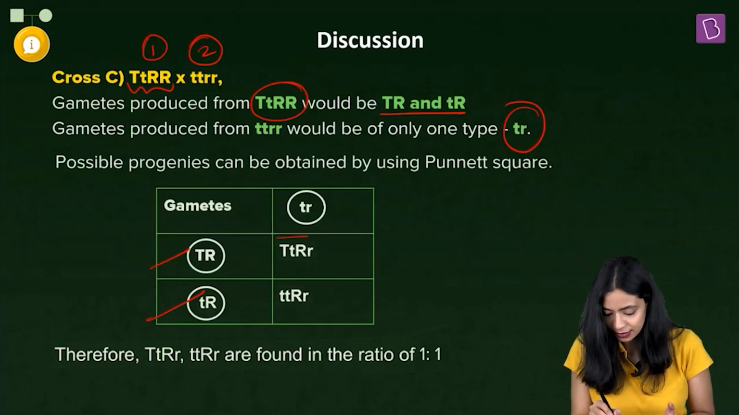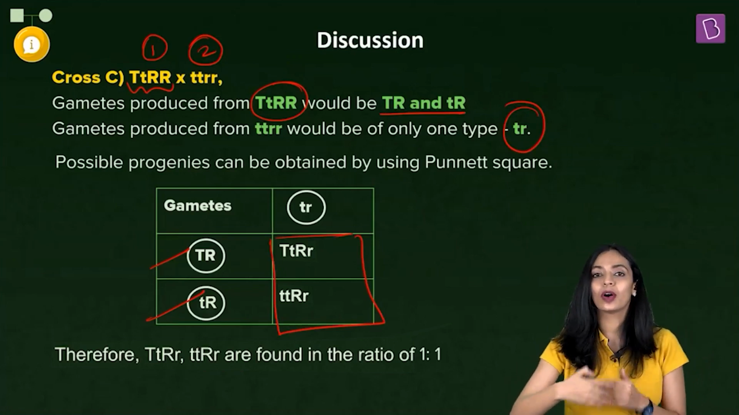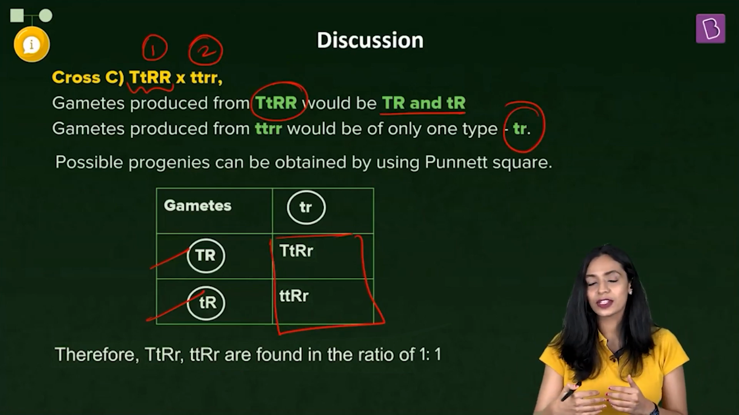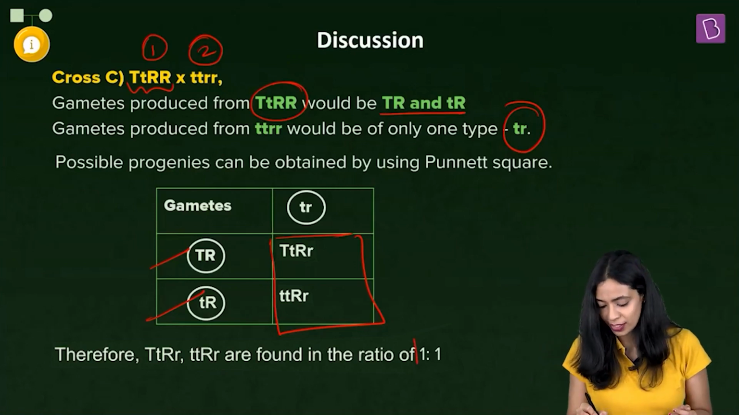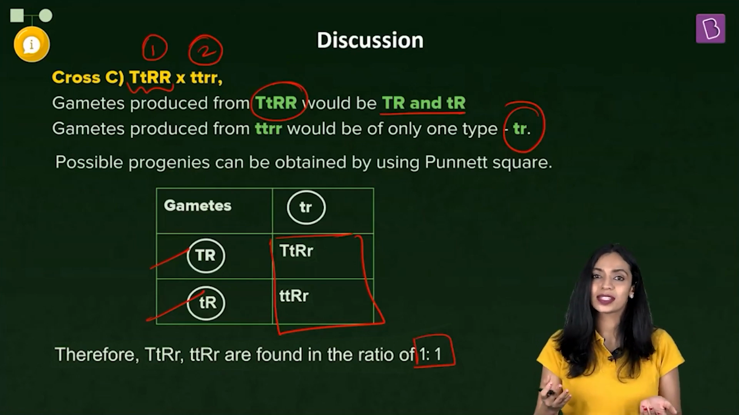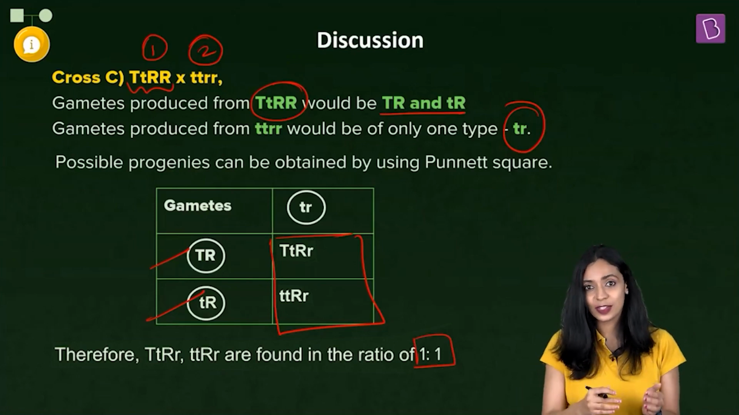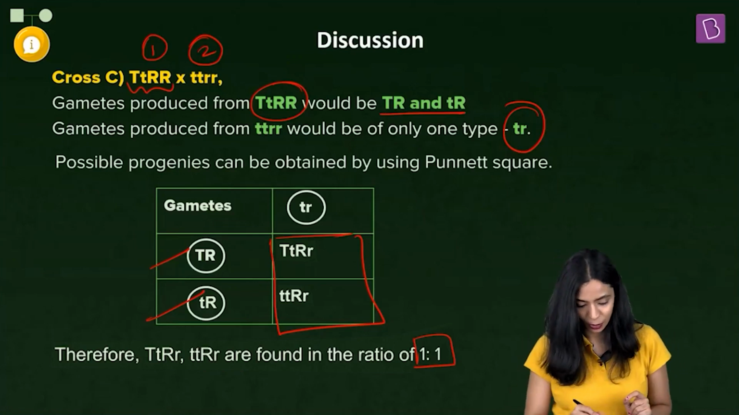Okay, as a result, this is the progeny that is obtained, and you can see how the 2 offspring that are produced as a result of this cross are different in genotype. So this will give us the ratio 1:1. The genotypic ratio here will be 1:1. So that is not what was asked to us in the question. So this cross also does not give us that 1:1:1:1 genotypic ratio.